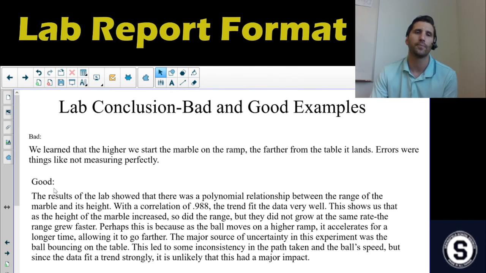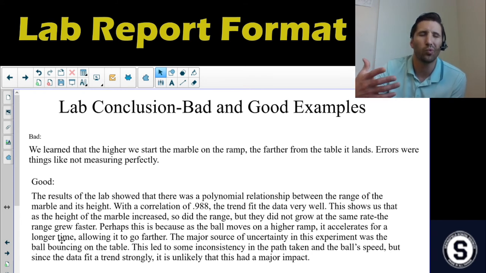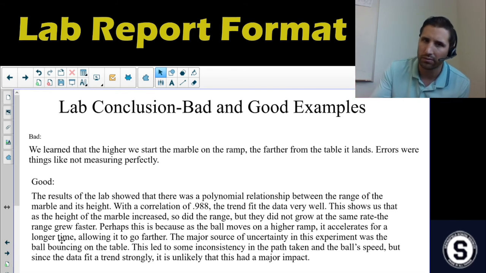So here's what I'm looking for. The results of the lab showed that there was a polynomial relationship, it's quadratic, between the range of the marble and its height. With a correlation of 0.988, the trend fit the data very well. So we're talking about a specific trend and how well it fit. This shows that as the height of the marble increased, so did the range, but they did not grow at the same rate. The range grew faster. So we're interpreting a little bit. Perhaps this is because as the ball moves higher on a higher ramp, it accelerates for a longer time, allowing it to go farther. So you're commenting on why this makes sense or not.